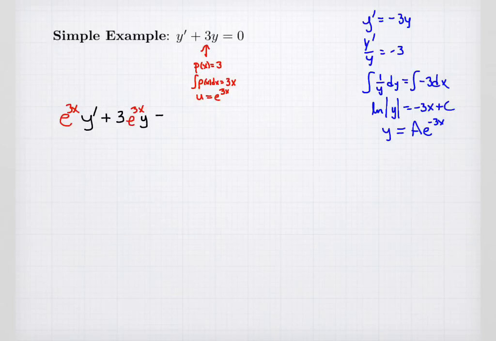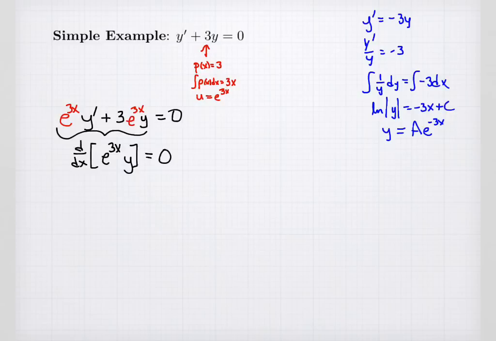is equal to 0. The purpose of the integrating factor is that this is actually the derivative of the integrating factor times y. So notice this is the product rule in reverse. The integrating factor is that missing piece that we need so that the left-hand side of my differential equation is the derivative of a product of y times our integrating factor.